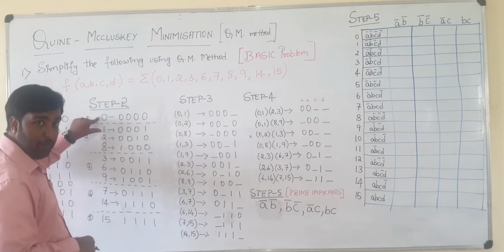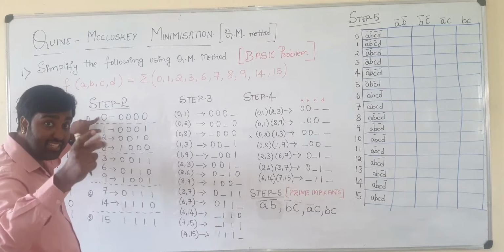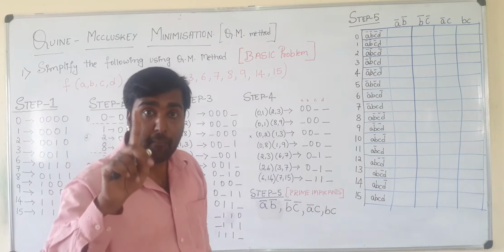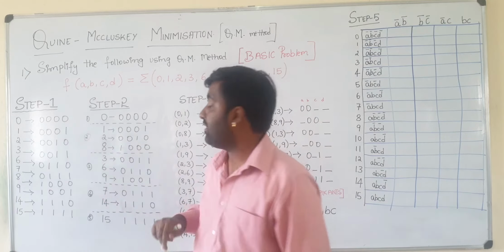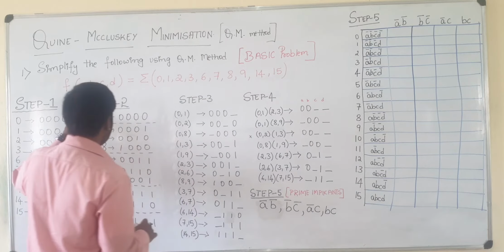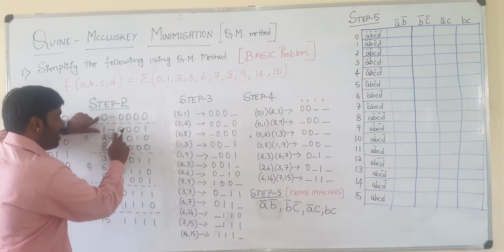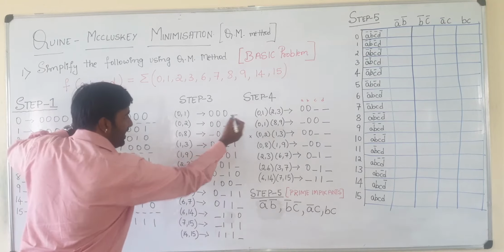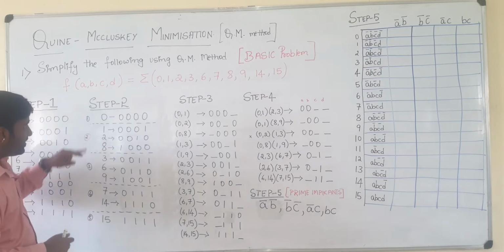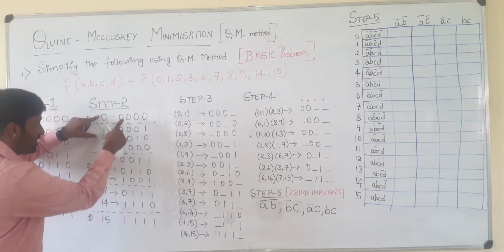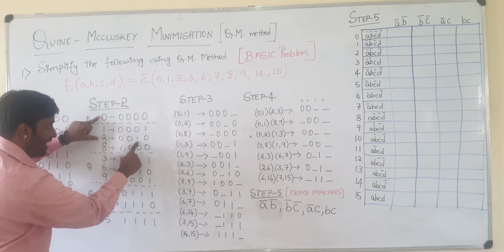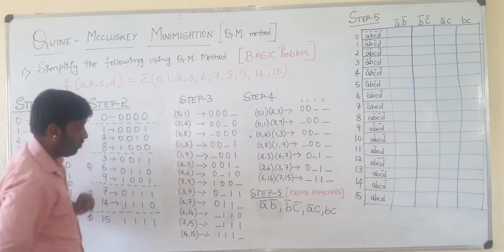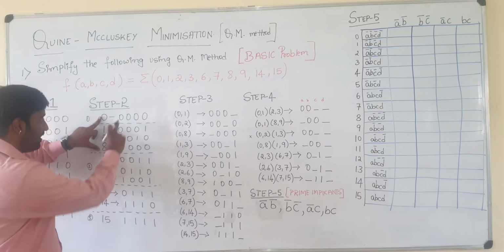0 and 1 are compared where there is a change in a single bit only. In the whole step, we will be looking for only one bit change when numbers are compared. So here, 0 is compared with 1: 0, 0 is same, 0, 0 is same, 0, 0 is same. Here there is a change, which I will represent as a dash. Next, 0 is compared with 2. So 0 is same, 0 is same, 1 is changing, again 0 is same, which is 00-0. Next, 0 with 8, it is -000.